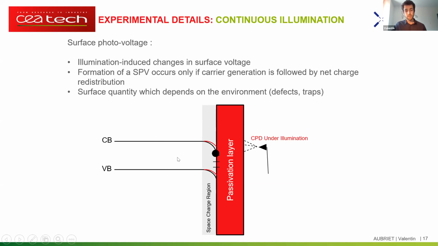Then we switch off the light, the charges will recombine, which has given dynamics, and the surface potential will come back to its initial value. So at this point, we can also probe the surface potential under dark condition. And with these two measurements, under illumination and under dark condition, we can have access to the surface photovoltage. Basically, this quantity corresponds to the reorganization of charges under illumination. And this quantity is highly dependent and sensitive to the electronic and surface properties.